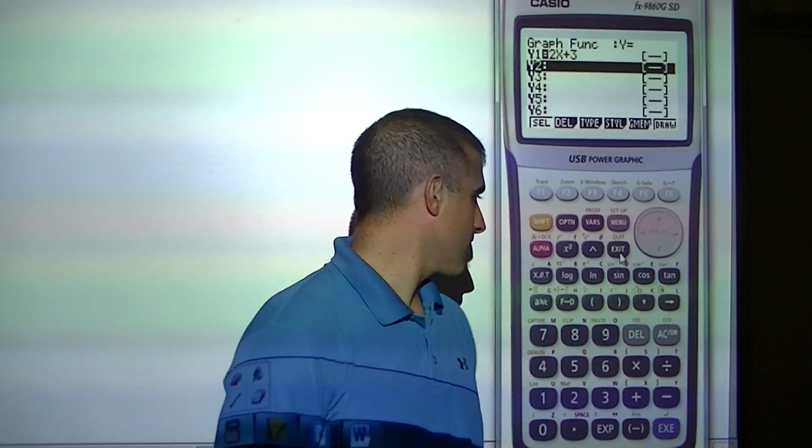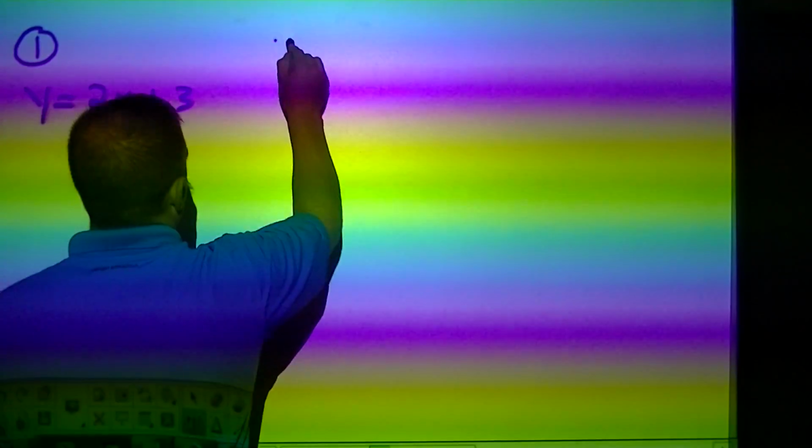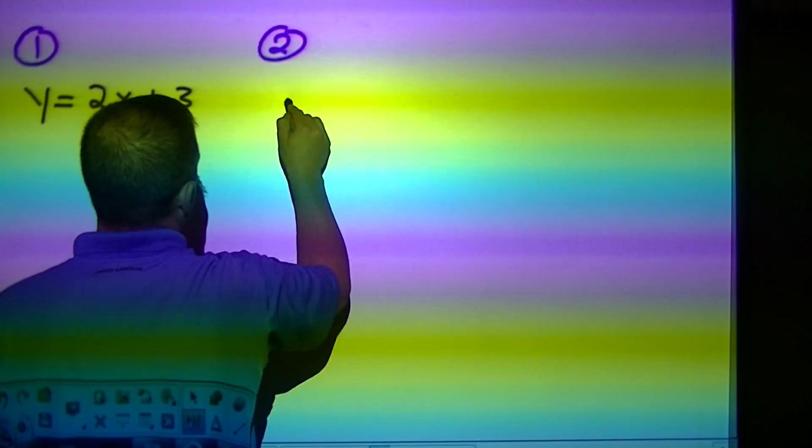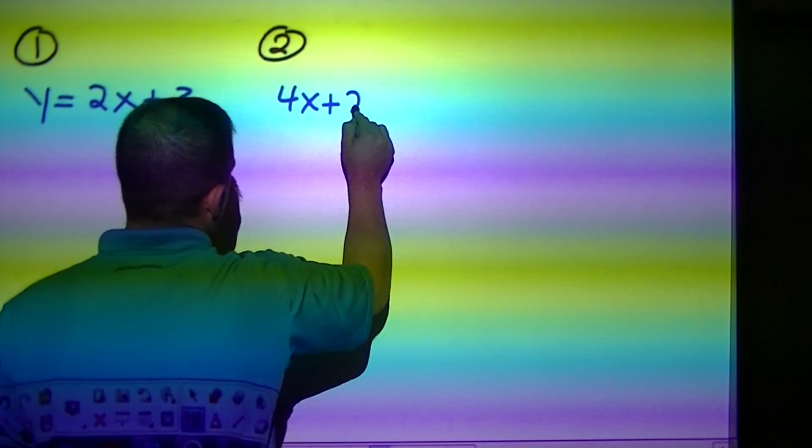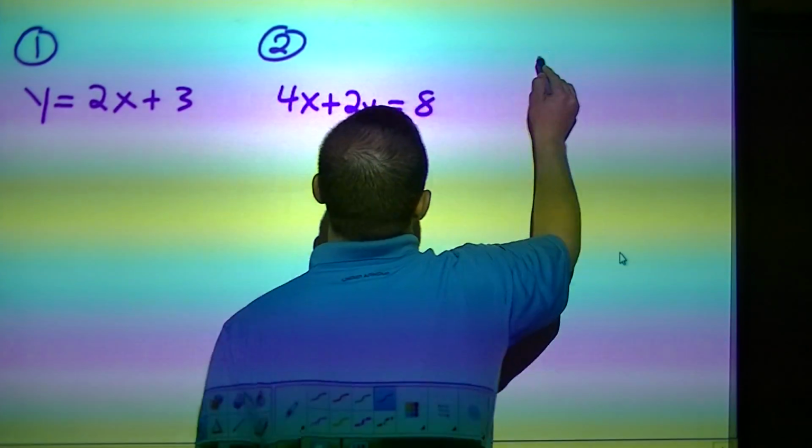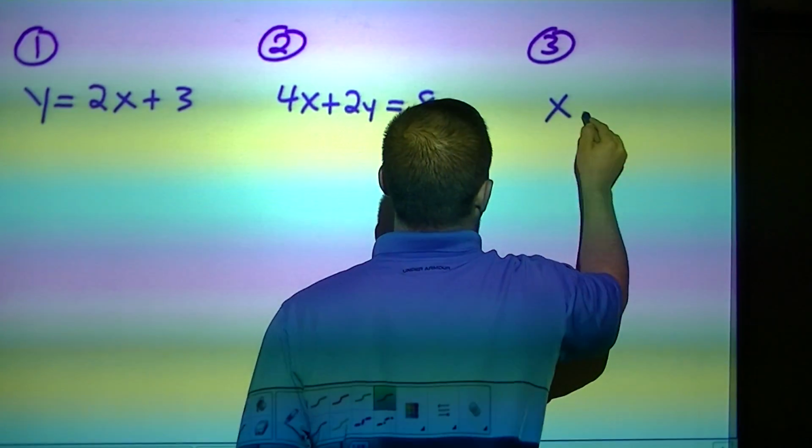Okay, this is going to be a video for Algebra 1, graphing lines. I'm going to put the three types of equations that you're going to have for graphing lines. I'm going to start with y equals 2x plus 3. I'm going to start with 4x plus 2y equals 8. And I'm going to start with the line x equals 3.